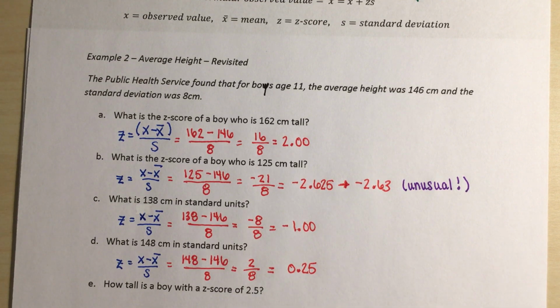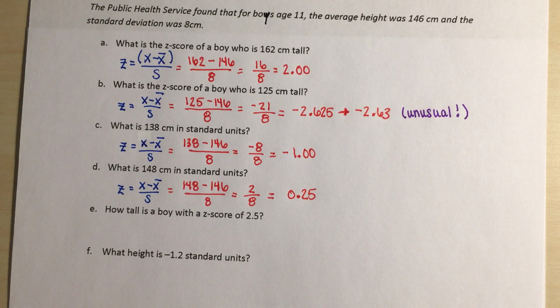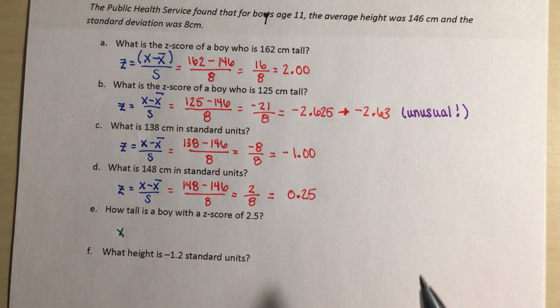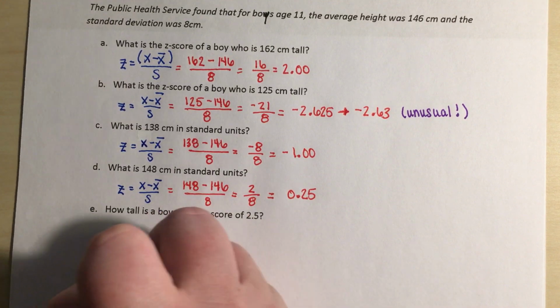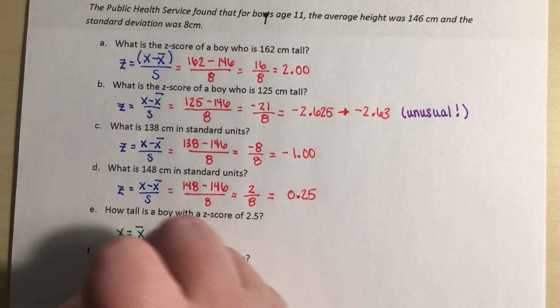So for A through D, if we're asked for a z-score or for standard units, we're using our basic z-score formula. Now notice that E and F are slightly different. E and F say: how tall is a boy with a z-score of 2.5, and what height is negative 1.2 standard units for F. So that means that we are looking for heights. We are looking for observed values. So what we're going to use in these cases is that alternate formula that we have up at the top of the page: x equals x bar plus z times s.